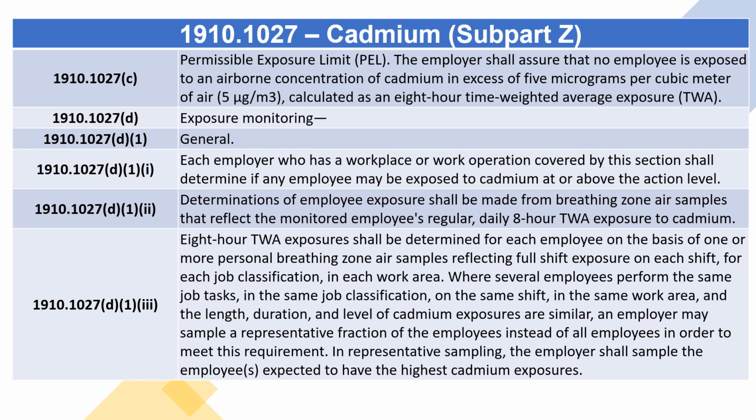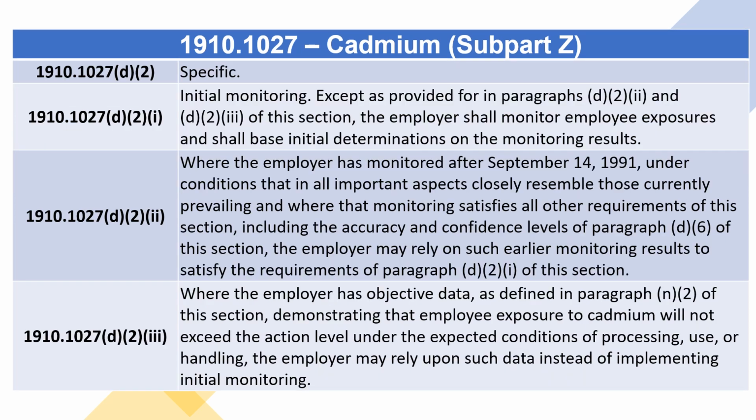Where several employees perform the same job tasks, in the same job classification, on the same shift, in the same work area, and the length, duration, and level of cadmium exposures are similar, an employer may sample a representative fraction of the employees instead of all employees in order to meet this requirement. In representative sampling, the employer shall sample the employees expected to have the highest cadmium exposures. 1910.1027(d)(2), Specific.